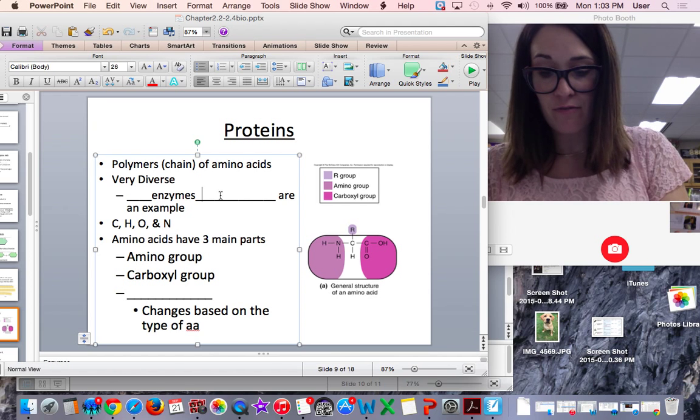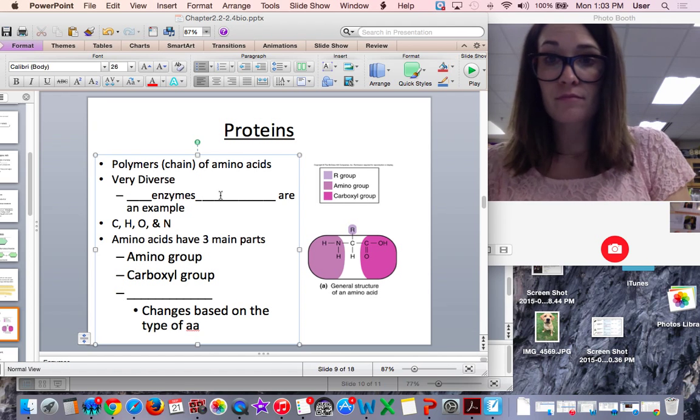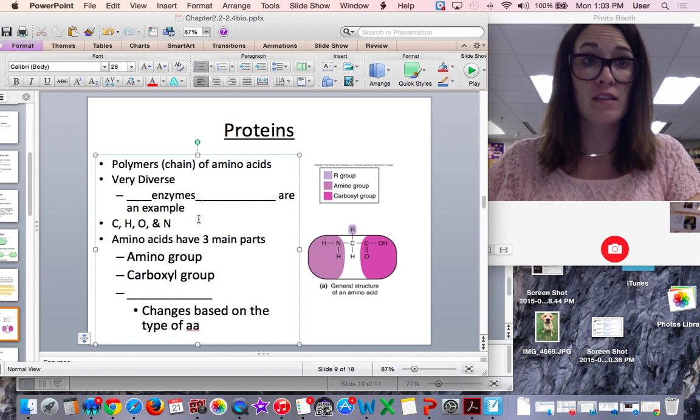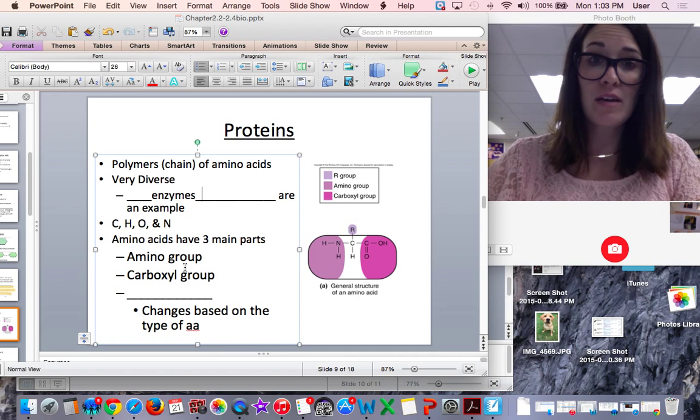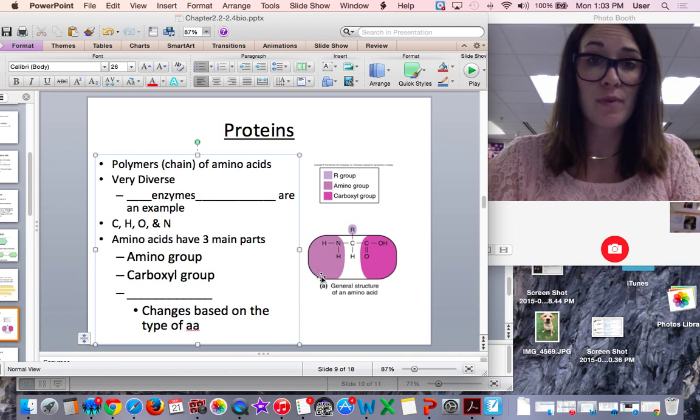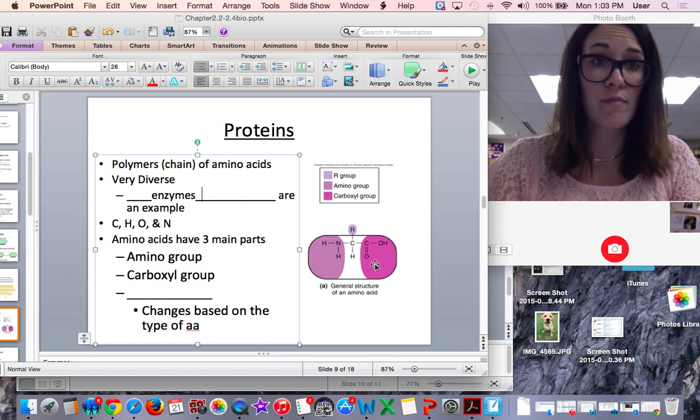Also made up of carbon, hydrogen, and oxygen, but they have a different element that carbohydrates and lipids don't have, which is nitrogen. Amino acids have three main parts. Here is the amino group, and every amino acid has this group. They have a carboxyl group over here, and every amino acid has that.